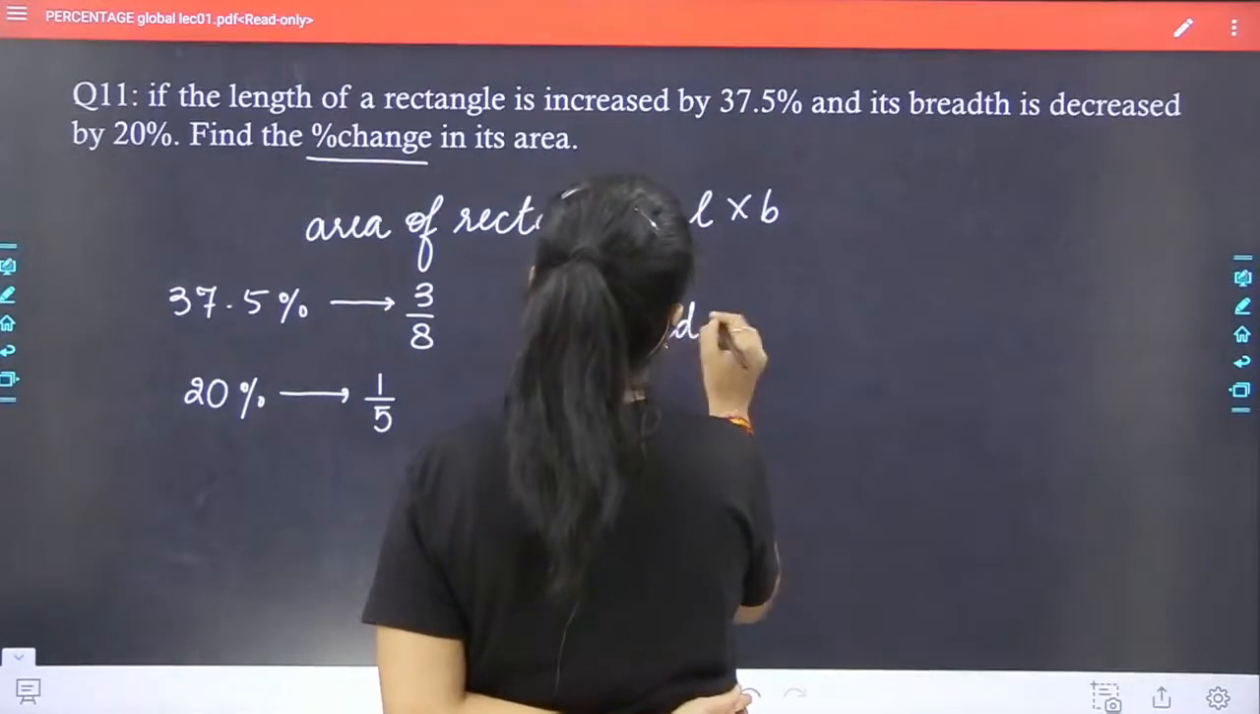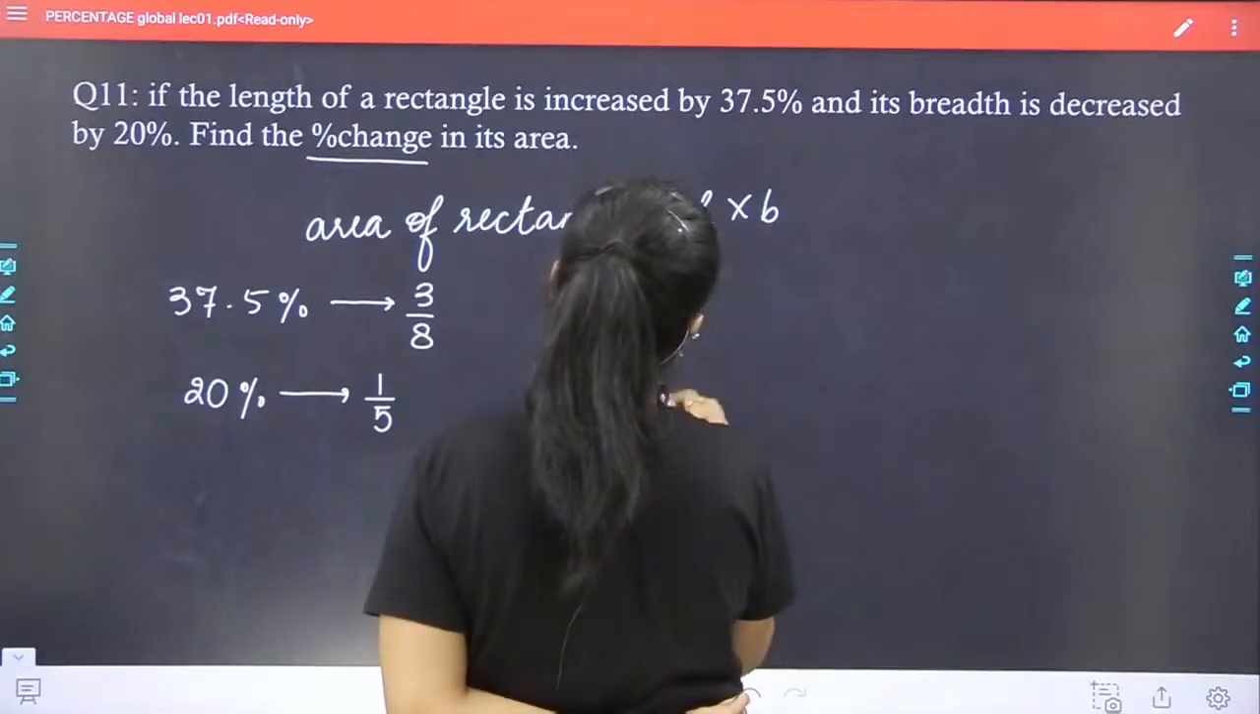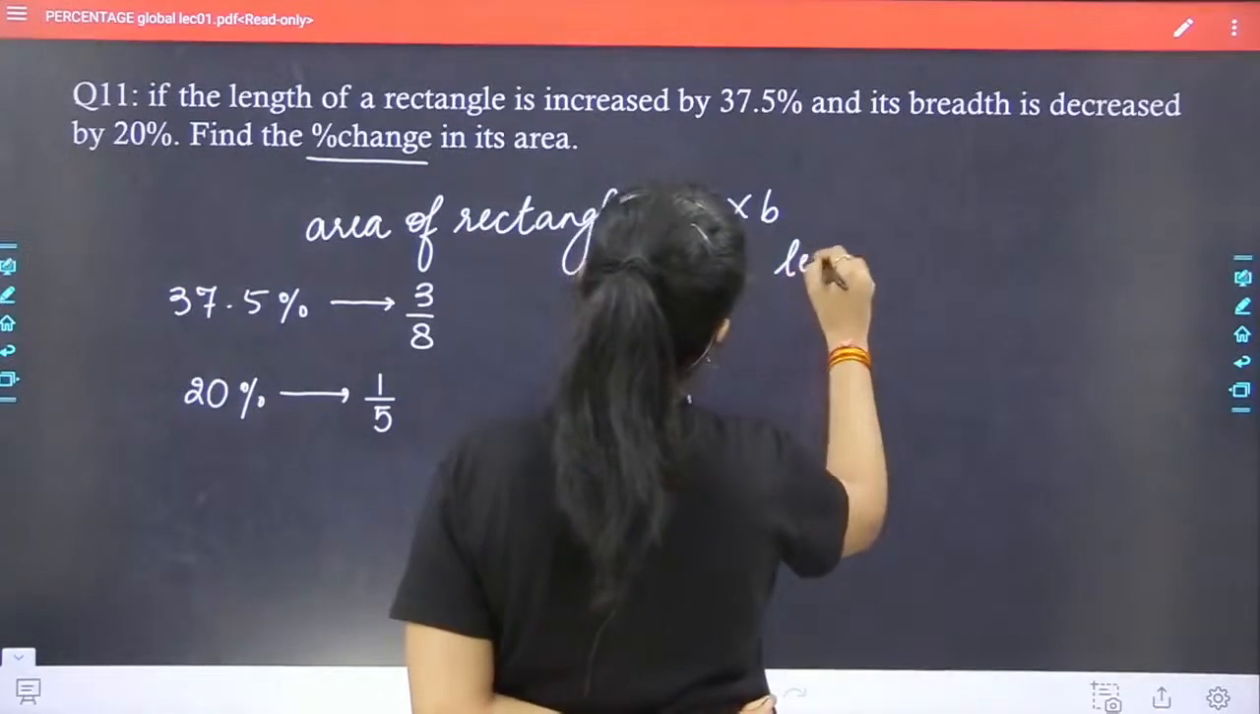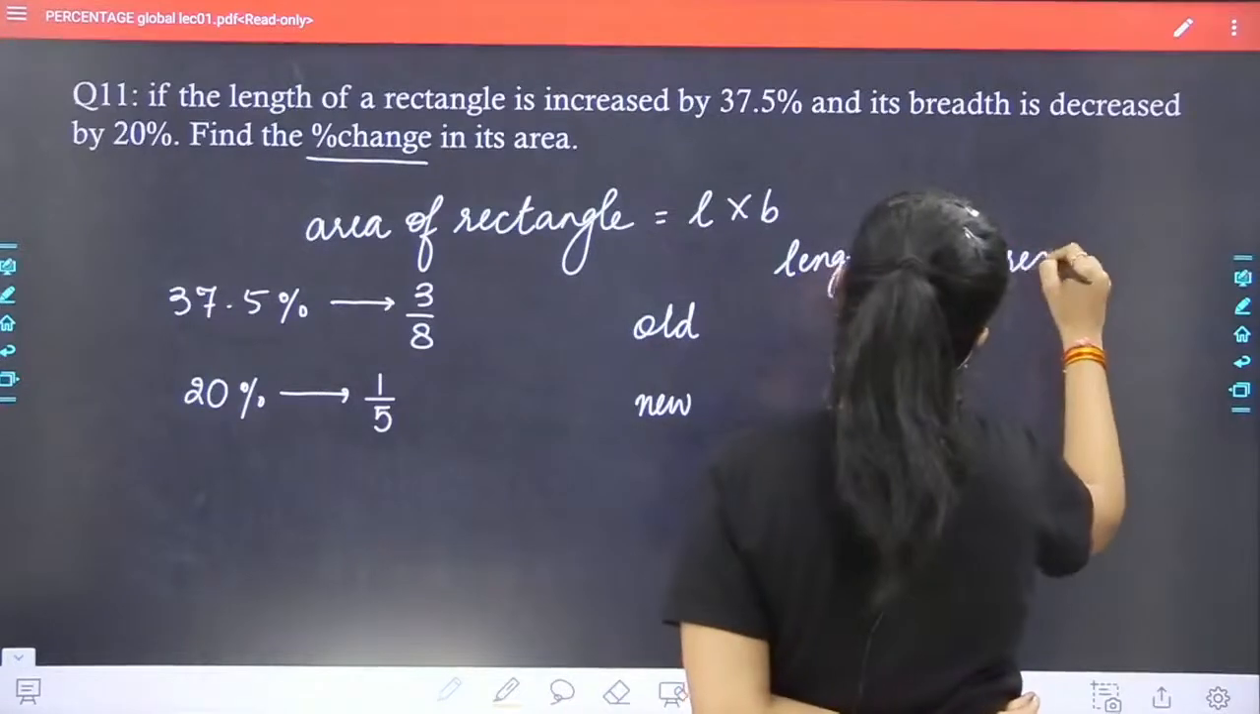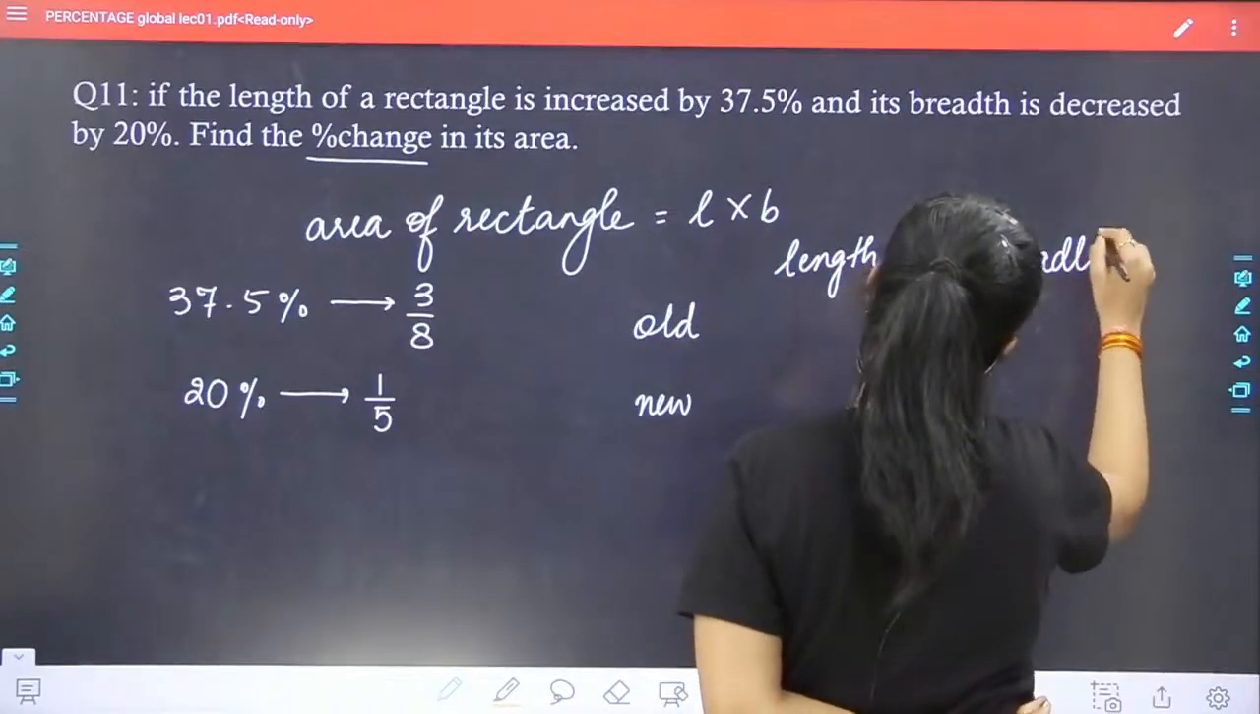If I write 37.5% in fraction, I can write it as 3 by 8, right? And if I have to write 20% in fraction, I can write it as 1 by 5. Here I can write the old data and here I can write the new data. And if I am writing length over here and breadth over here, right?